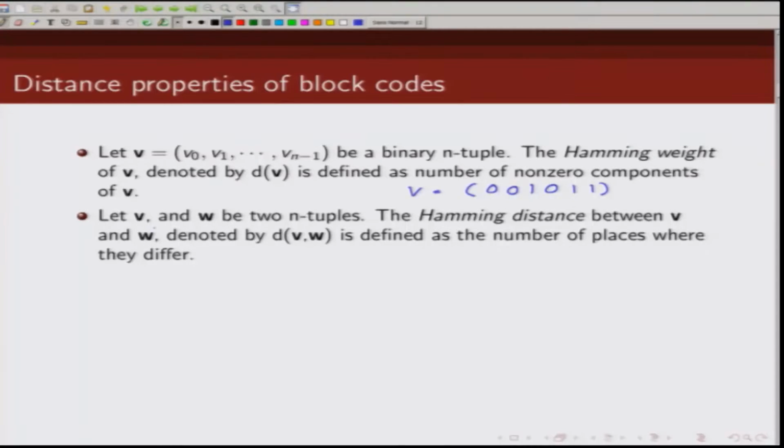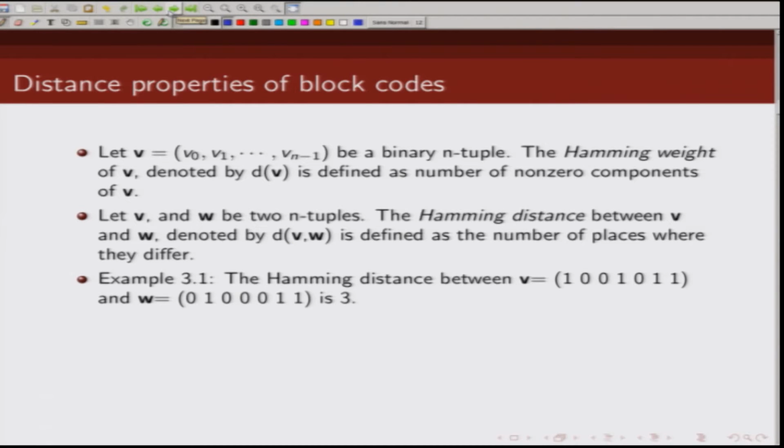Now, let V and W be two n tuples. We define the Hamming distance between V and W, which is denoted by d(V, W), as the number of places where V and W are differing. So, for example, if V is given by 1 0 0 1 0 1 1, and W is given by 0 1 0 0 0 1 1, then what is the Hamming distance?